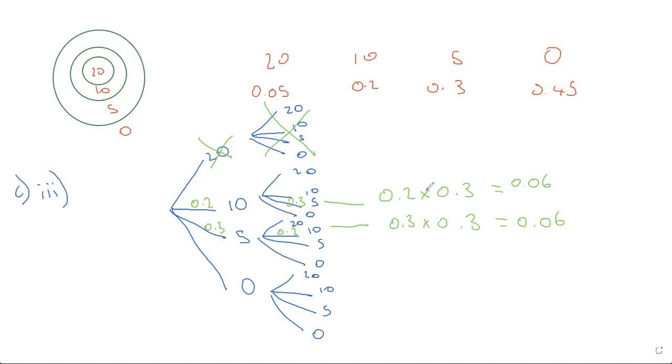And then if I want this branch and I can have this branch or this branch, they're both allowed to happen. I'm going to add them together. So then that would be the probability that I get a total score of 15.